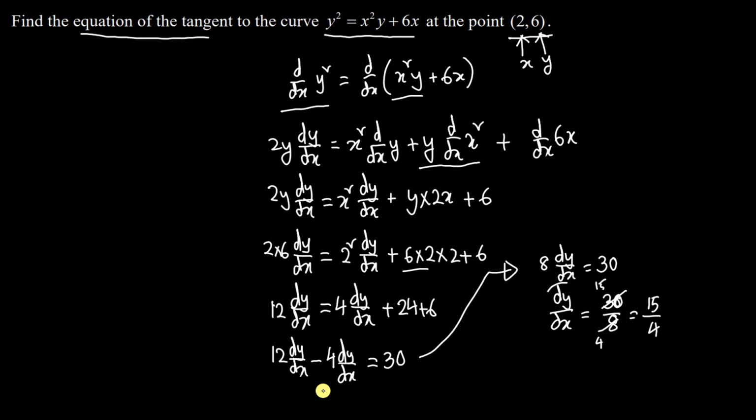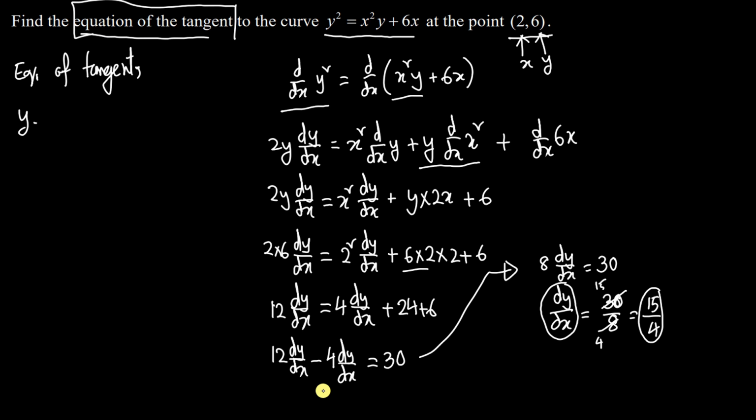It is written in the form dy by dx. Always, we get the gradient of the tangent if it is written as dy by dx. So that is the gradient of the tangent, and we just need to form our equation. So the equation of the tangent is a straight line equation.